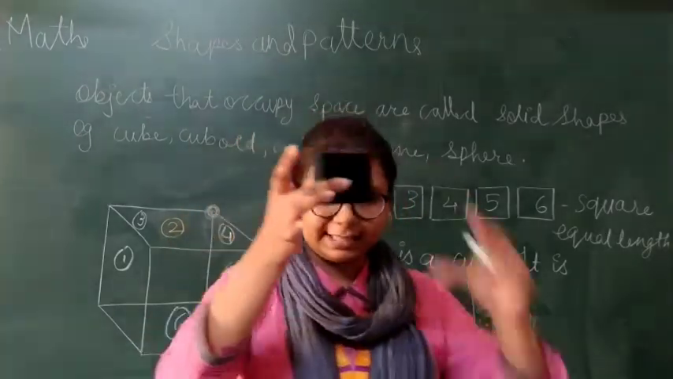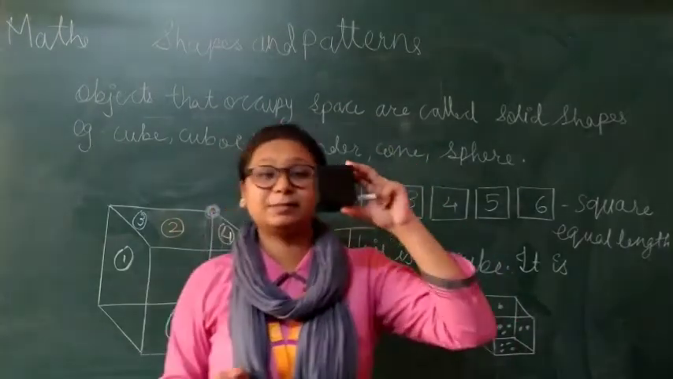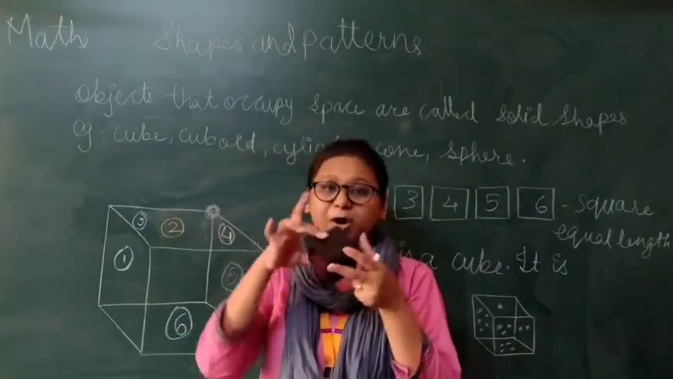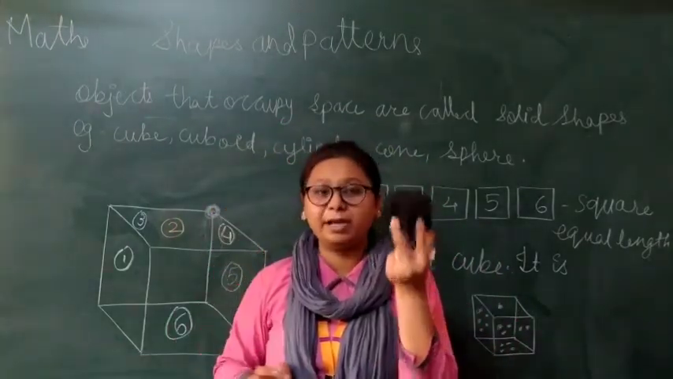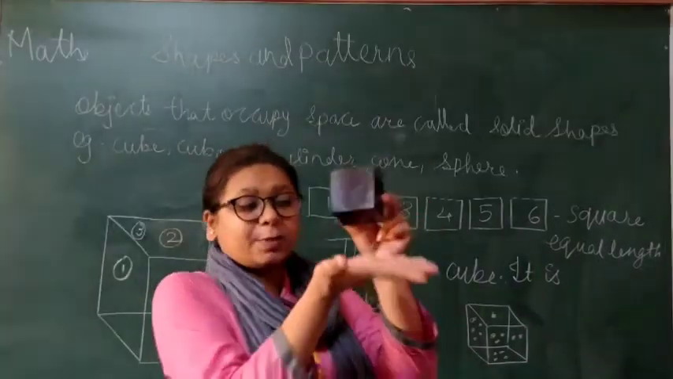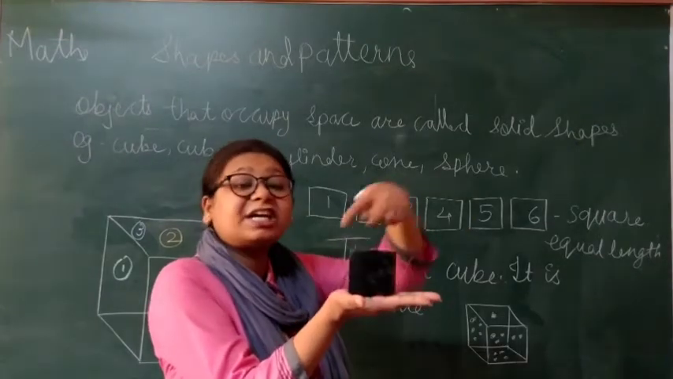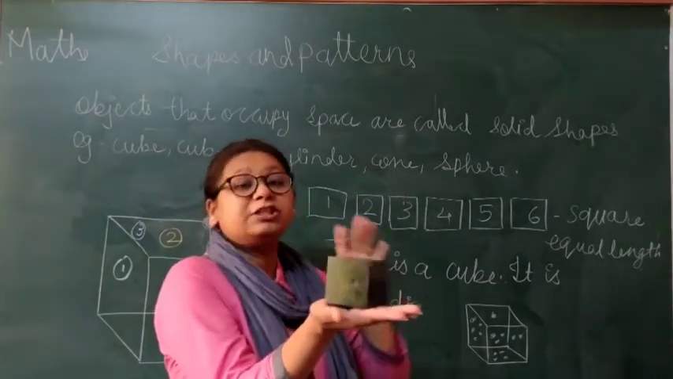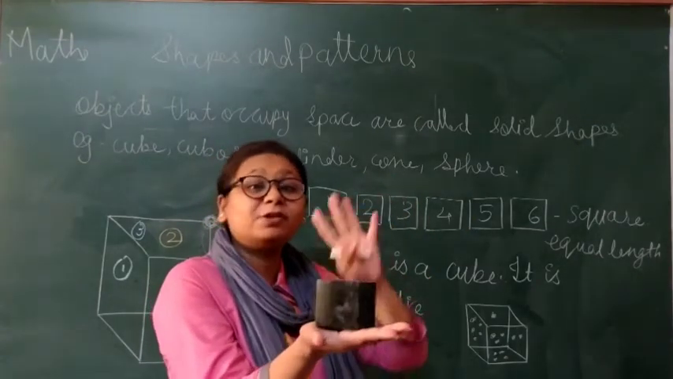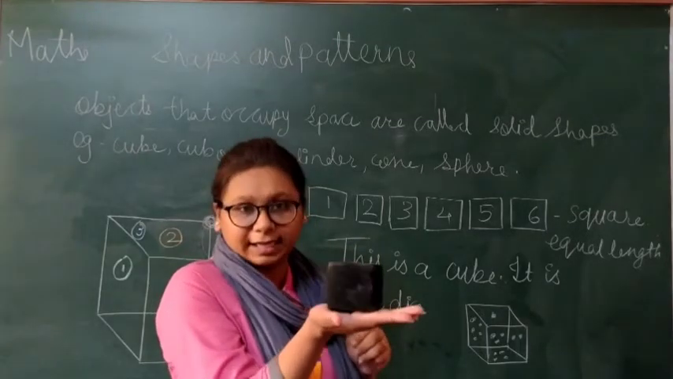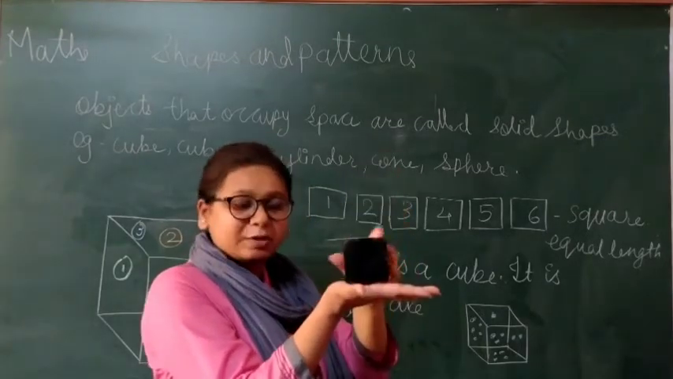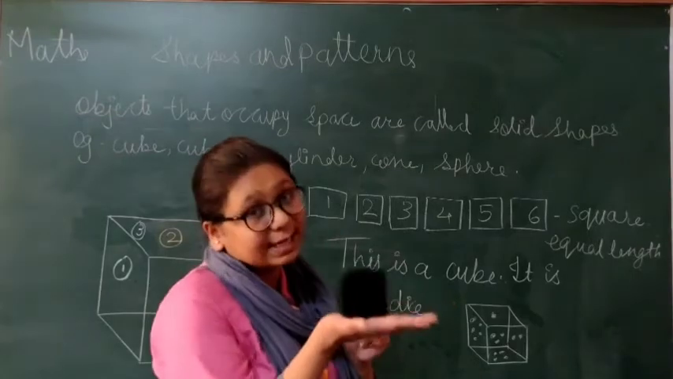Now students, see, this is a cube, okay? This box-like structure you see over here is a cube. Now students, when I keep it in my hand, it occupies space, right? It takes up space, right? Whereas a flat shape does not occupy much space, okay? So these solid shapes occupy space.